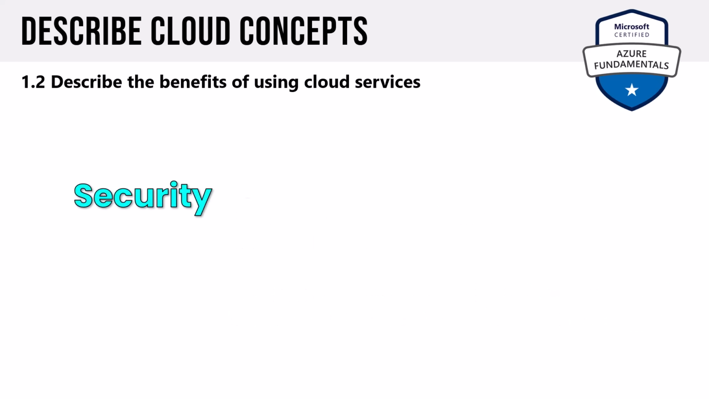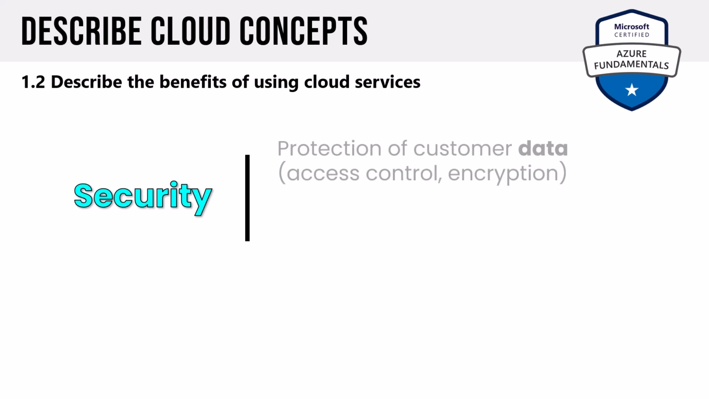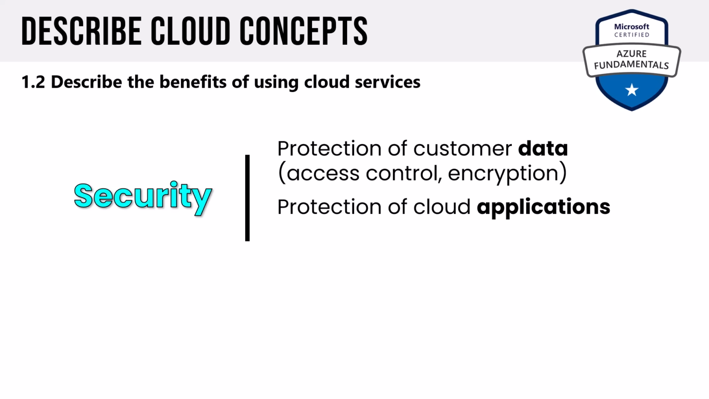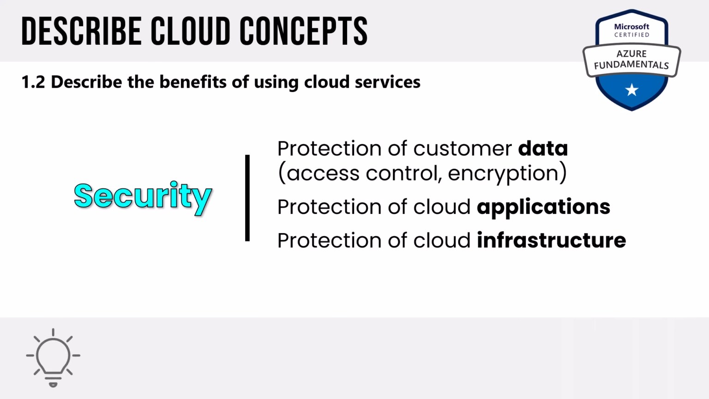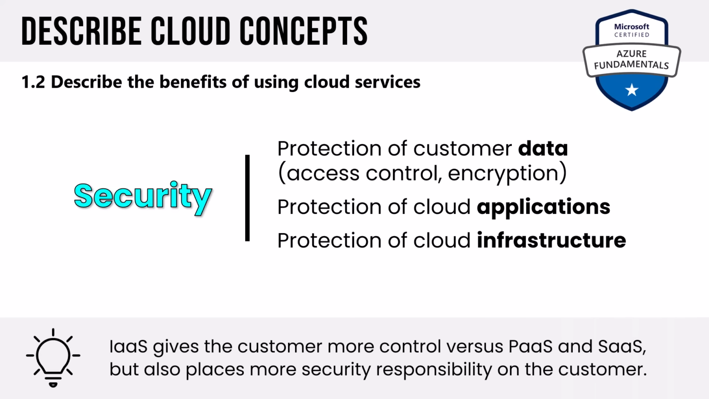So let's shift gears and talk security and governance. When it comes to security, we're focused on protection of customer data, whether that's access control or encryption, protection of our cloud applications, and protection of the infrastructure it rides on. And this comes down to the dueling elements of control and responsibility. Infrastructure as a service, IaaS, gives the customer more control versus platform or software as a service, PaaS or SaaS, but it also places more security responsibility on the customer. To tweak that line from Spider-Man, with great control comes great responsibility, right?